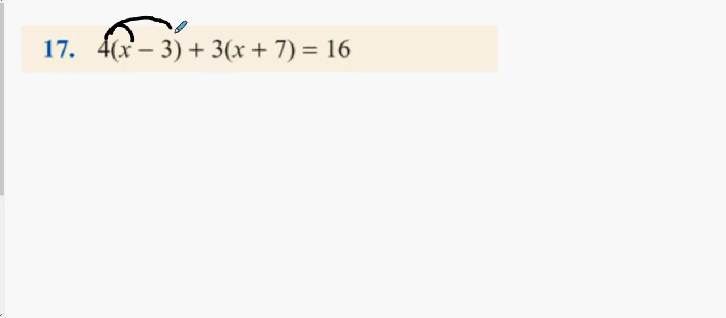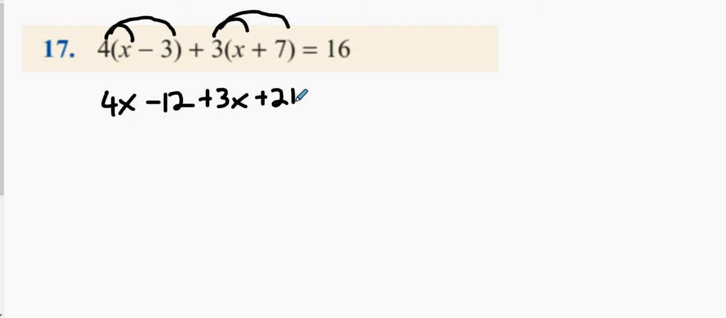Now Seb, what happens when you multiply these in? What do you get? 4x. And then minus 12. 4x minus 12 is a good strong start. After that, plus 3x, and 21. Excellent. And that equals 16. Okay, let's reduce this side here. So what can you do next there, Seb?